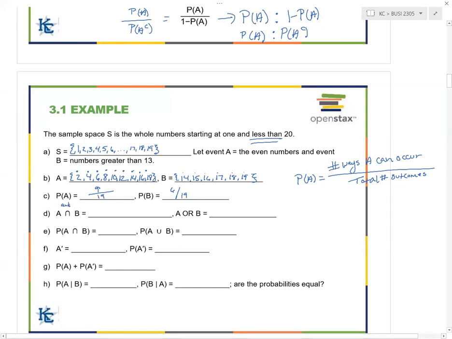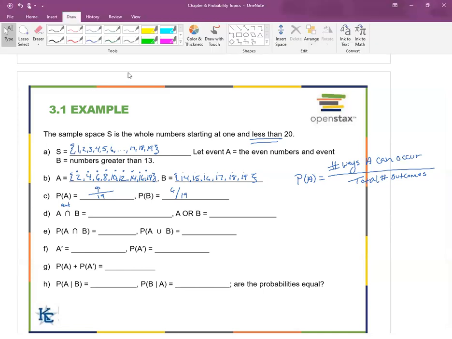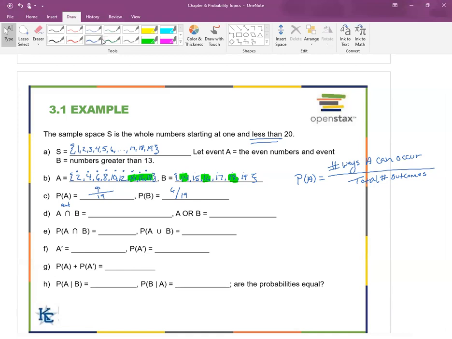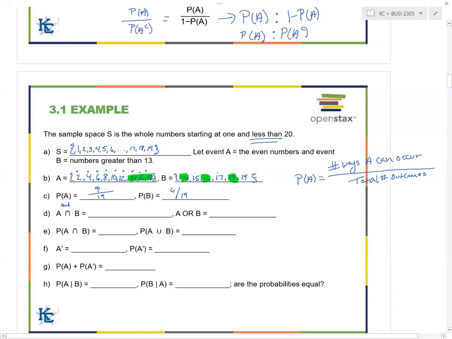So let's look here and I'm going to highlight so we can see. If we're looking at A and B, they share the numbers 14, 16, and 18. Those are the numbers that they share. And so the word and means that it's in both of them. So they share those, and that's going to be our set. So A intersect B is a set that contains 14, 16, and 18.